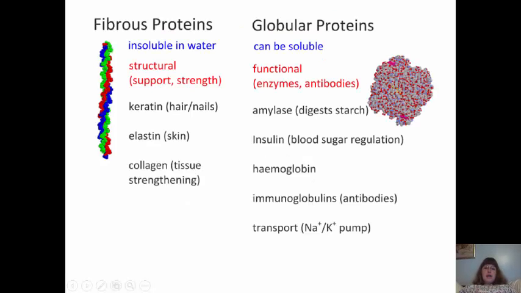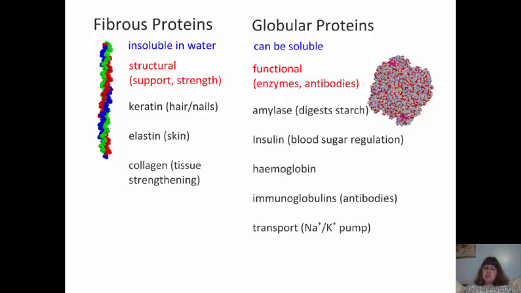All right, now that we've talked about how proteins are formed, let's talk about the two major categories of proteins. You have fibrous proteins and you have globular proteins. Most of the proteins that we will be talking about throughout the year or the 2 years are going to be globular proteins, but there are many fibrous proteins that are also very, very helpful. The first big difference is that fibrous proteins are insoluble in water, whereas globular proteins can be soluble. There are some that are insoluble as well, but most of them are soluble.